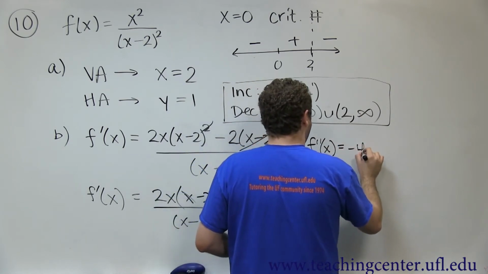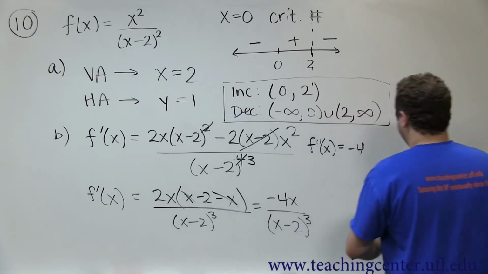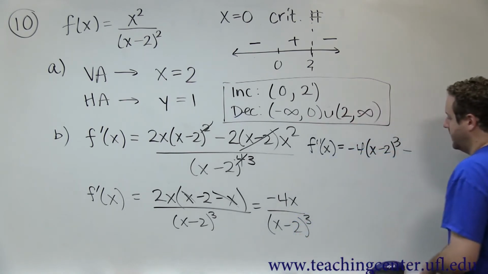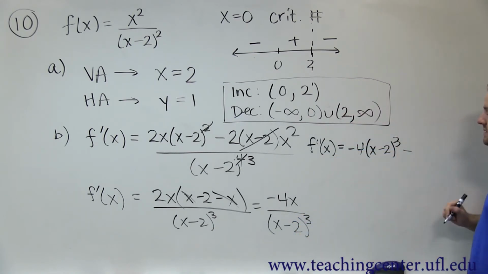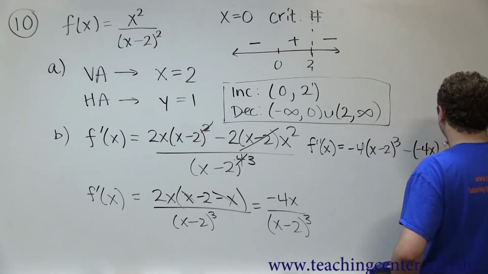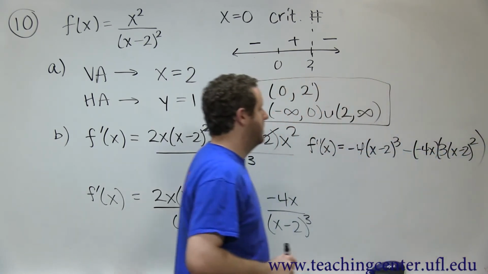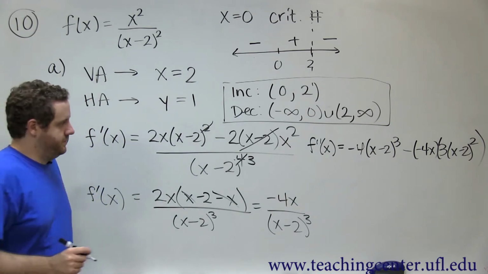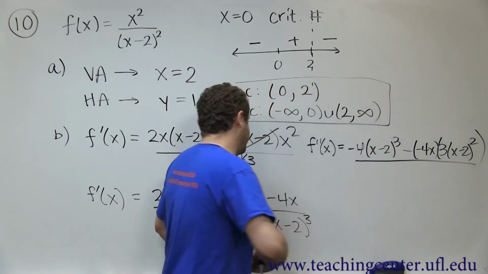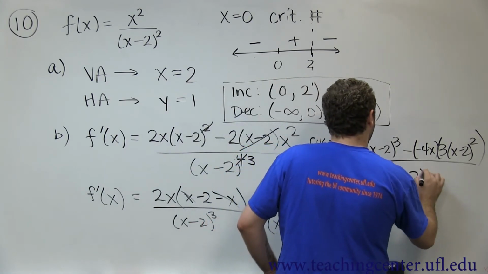So this is negative 4, the derivative of the top, times the x minus 2 cubed, minus the derivative of the bottom times the top. So we're going to get negative 4x, and we're going to get the derivative of the bottom, which is going to be 3 times x minus 2 squared. That's all over the bottom squared. So our bottom was x minus 2 to the third. If we square that, we get x minus 2 to the sixth.